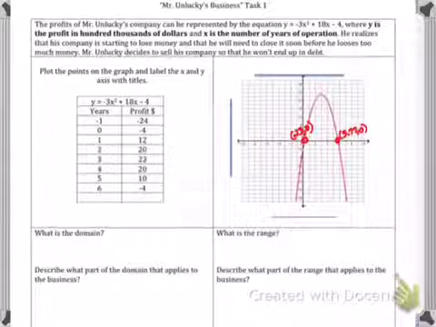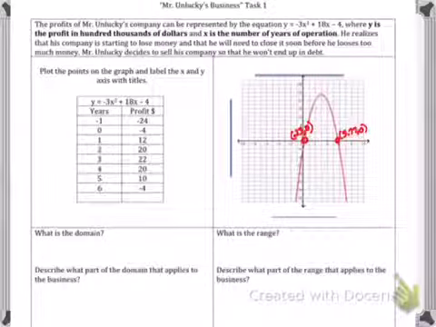Alright, we're looking at the supplied problem. The profits of Mr. Unlucky's company can be represented by the equation y equals negative 3x squared plus 18x minus 4, where y is the profit in hundred thousands of dollars and x is the number of years of operation. He realizes that his company is starting to lose money and that he will need to close it soon before he loses too much money. Mr. Unlucky decided to sell his company, so he ended up in debt.